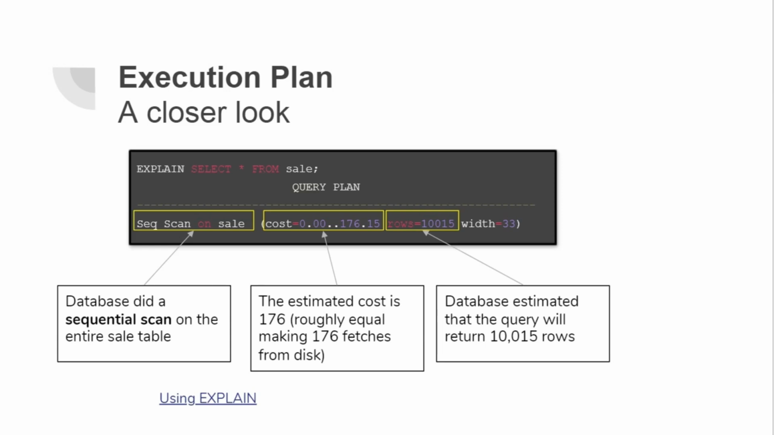So it estimated that it will need to make 176 fetches from the disk. Now, it's entirely possible that if you run this locally, you got different numbers, because the execution plan is very affected by various storage parameters. But in my case, it's 176 blocks. And it estimated that the database is going to get 10,015 rows from the table. We know that this is a pretty good estimate because we inserted 10,015 rows into the table. So in this case, the database was pretty spot on in its estimate.